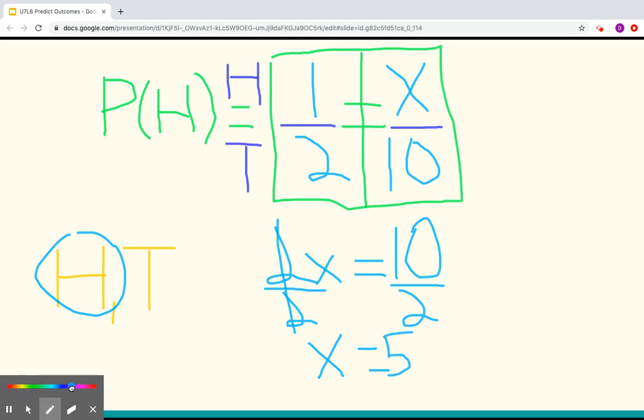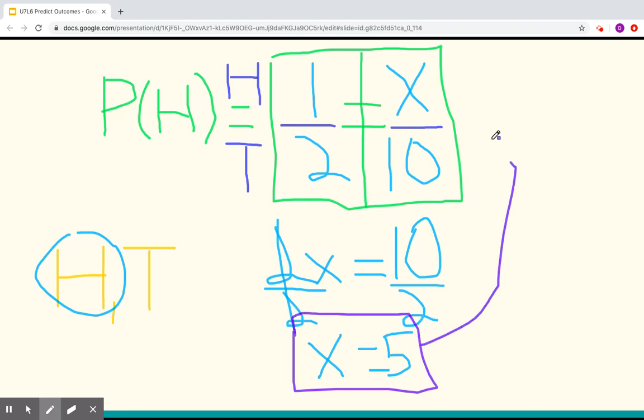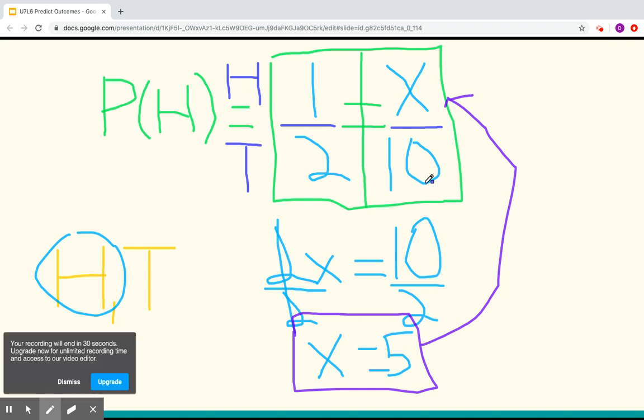So that's our answer, but let's make sure we understand what this 5 means. This 5 goes right in the place of that X, so that means if we were to flip a coin 10 times, it's probably going to land on heads about 5 times.